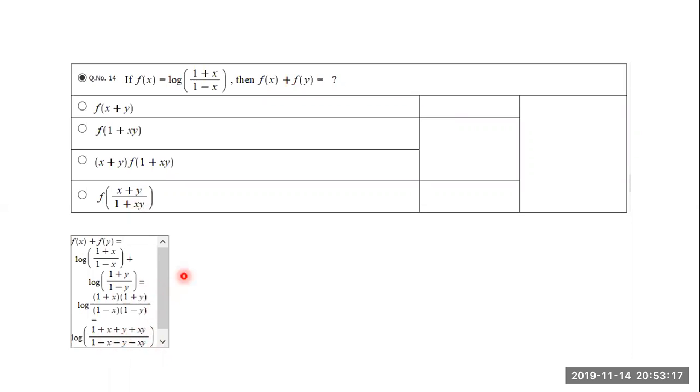What is the answer? The last one. Very good. Last one is the correct answer.